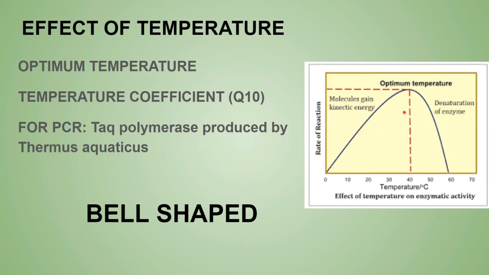Most human enzymes have the optimum temperature around 37 degrees Celsius. Certain bacteria living in hot springs have enzymes with optimum temperature near around 100 degrees Celsius, and so they can be used for PCR, polymerase chain reaction, because they have very high tolerance for high temperature. So mainly for PCR, Taq polymerase, which is produced by Thermus aquaticus, is used.